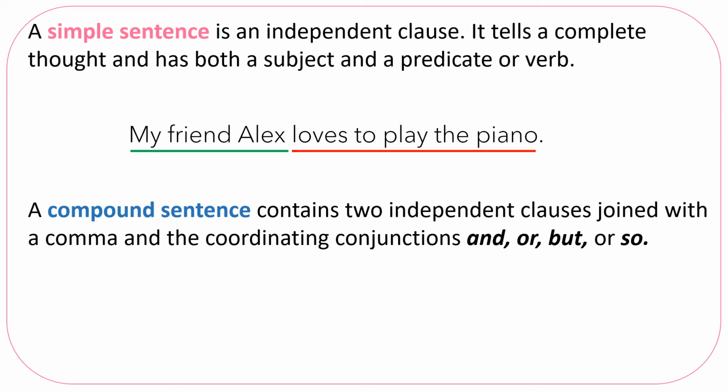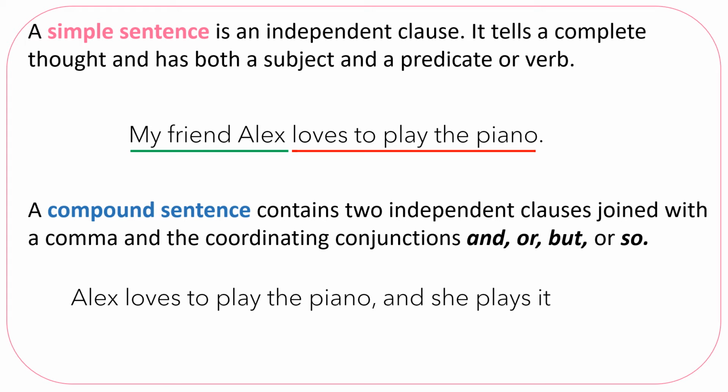A compound sentence contains two independent clauses joined with a comma and the coordinating conjunctions and, or, but, or so. Alex loves to play the piano and she plays it very well. In the first independent clause, we have Alex as the subject, loves to play the piano as the predicate, and in the second independent clause, we have she as the subject and plays it very well. They're joined with the coordinating conjunction and.